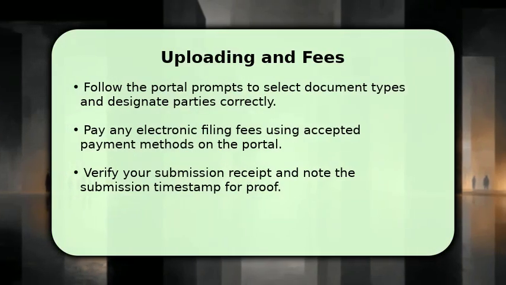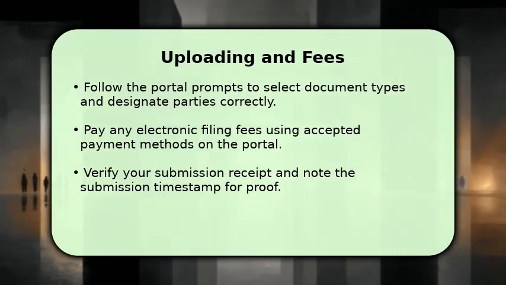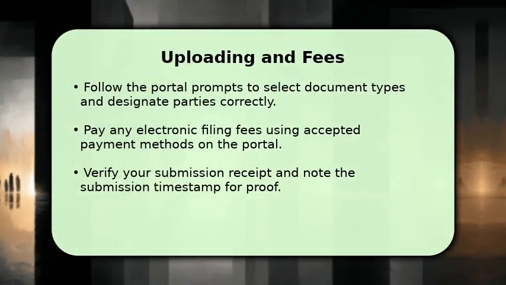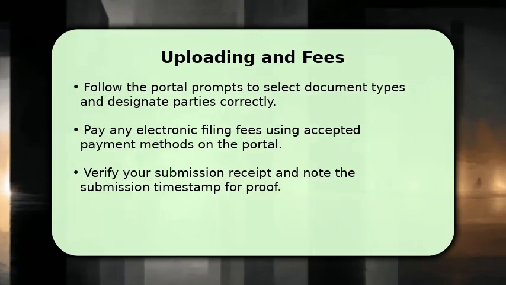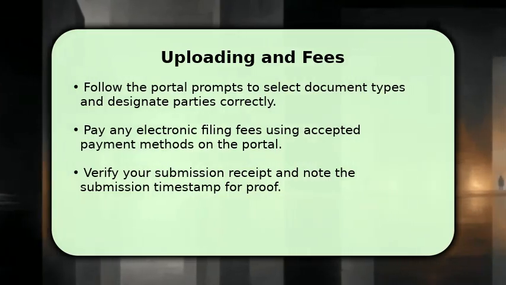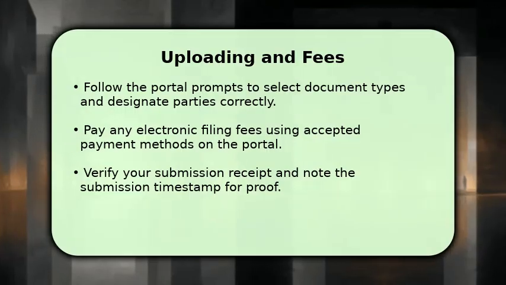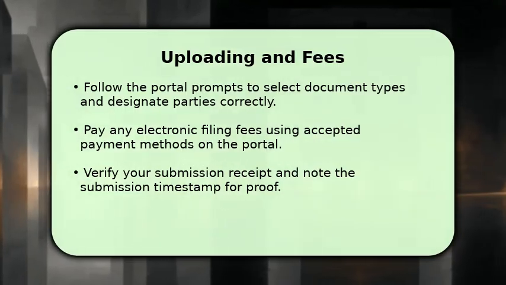When you upload, choose the correct document type and attach exhibits as directed so the clerk can process your filing without delay. Enter party names exactly as they appear on court records to prevent misfiling. Complete payment using the portal's options and confirm the fee was charged.